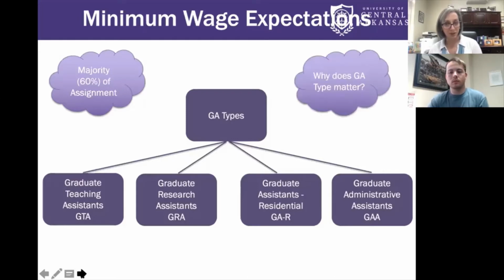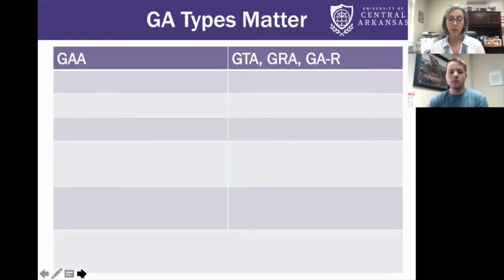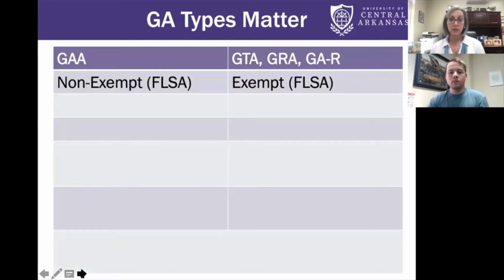But then another question is, why does it matter, right? Why does it matter that we know what type of GA a student is? Primarily, a lot of this sits around the Fair Labor Standards Act and the way our university interpreted it: GAAs, which are the administrative assistants, are non-exempt, whereas the other three types of GAs, GTAs, GRAs, GARs, are exempt according to the Fair Labor Standards Act.